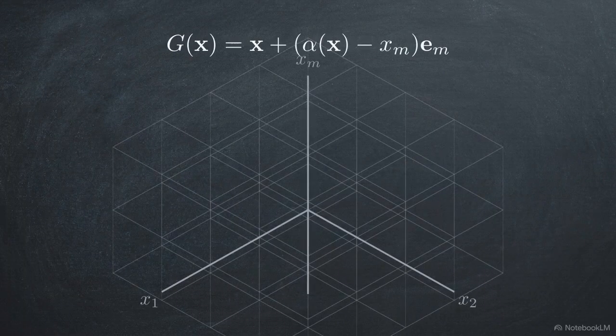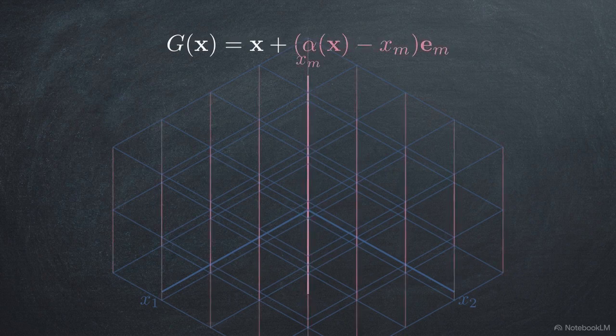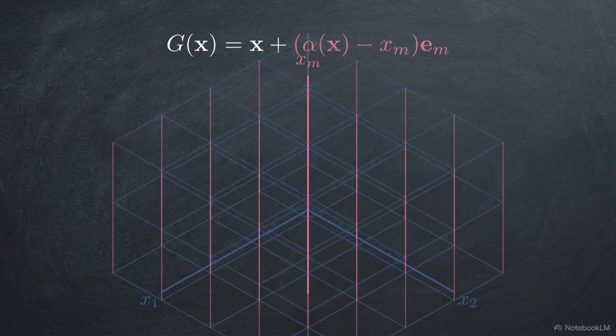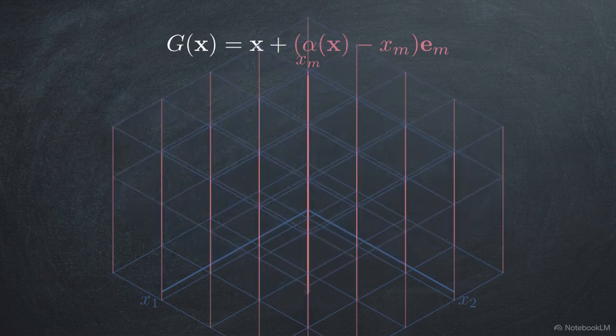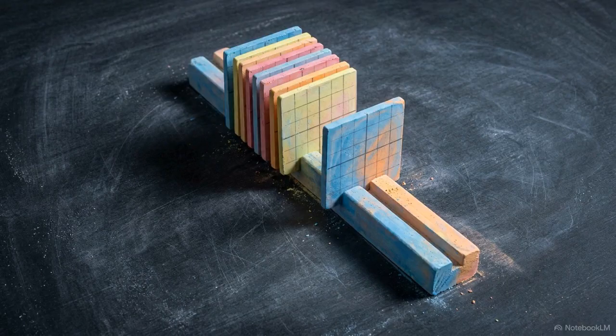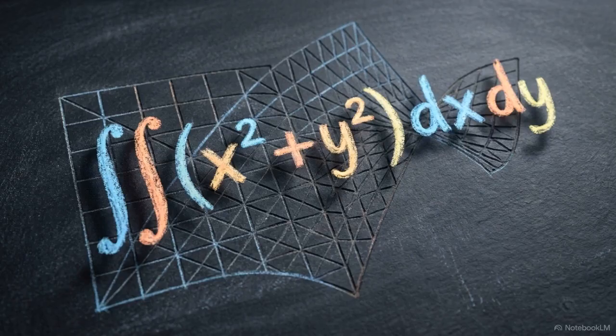Mapping G acts on an open set E. For all indices not equal to m, the coordinates remain unchanged and locked in place. Only the mth coordinate is transformed, governed by a function called alpha of x. Geometrically, the mapping pushes space along a single directional rail, while the rest of the coordinate system remains rigid. This behavior enables the proof of the general change of variables theorem for multidimensional integrals.